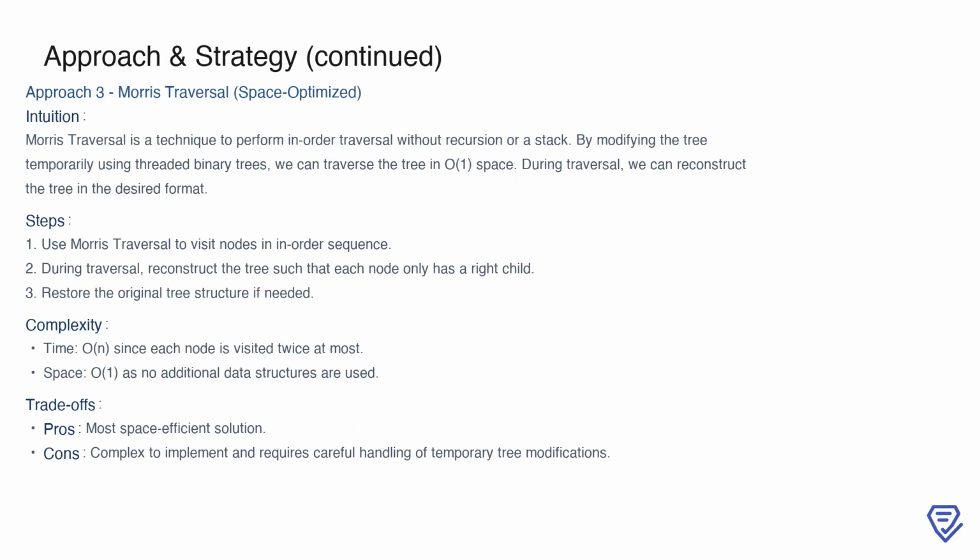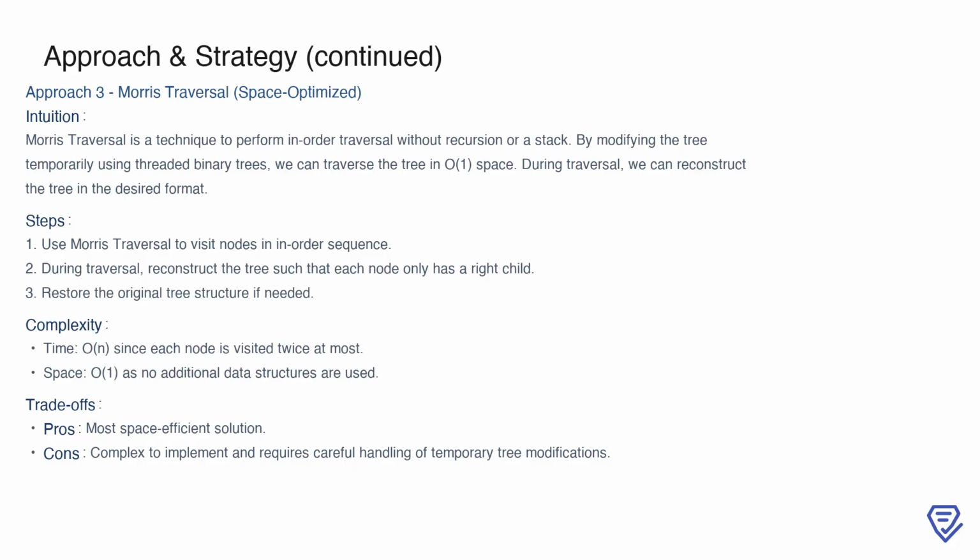For those seeking maximum space efficiency, the Morris traversal method offers an innovative solution. This technique performs an in-order traversal without using recursion or a stack. Instead, it temporarily modifies the tree into a threaded binary tree by creating links between nodes during traversal. As we traverse the tree in order, we can reconstruct the tree's structure so that each node only has a right child. After processing, the original tree structure can be restored if needed.